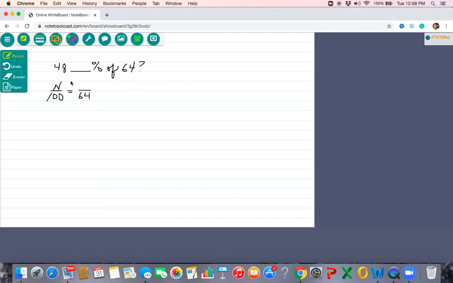And 48 is of that number. So the "of" number goes there, and this number goes on top: 48 over the 64. Cross multiply, 100 times 48 gives me 48 with the two zeros added, 4800. And 64 times n is simply 64n.